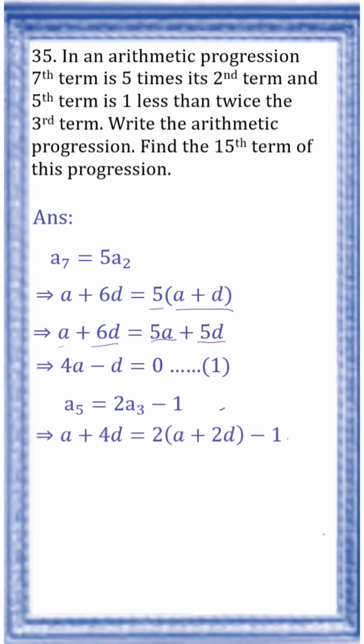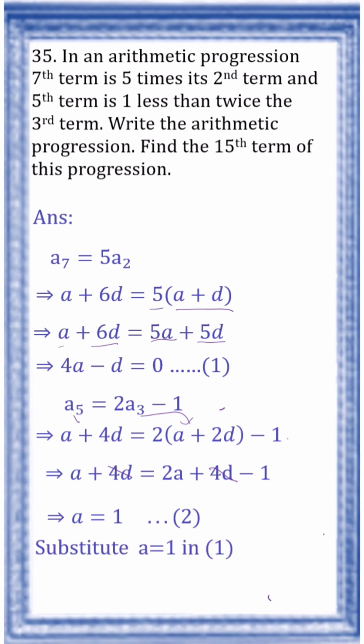It implies that we expand it by using a plus n minus 1 into d. A plus 4d is equal to 2 into a3, which is a plus 2d, minus 1. Now expand it, rearrange. So 2a minus a is equal to 1, minus 1 gets transposed to that side. So a is equal to 1. This is the second equation. Substitute a is equal to 1 in the first equation.